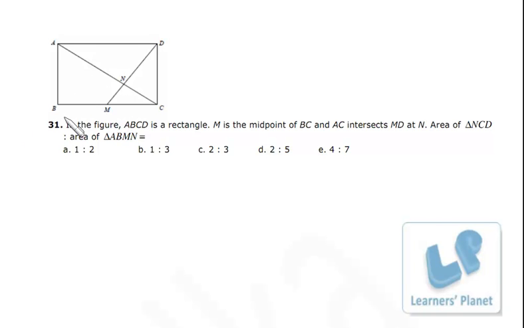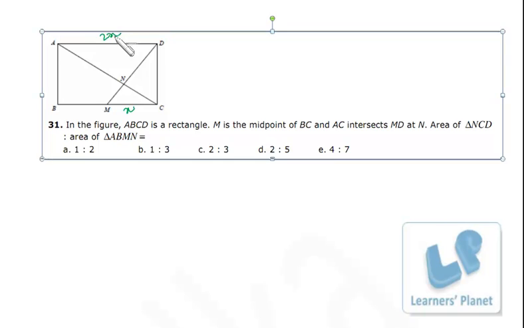Okay, let's start. First thing, M is the midpoint of BC, right? So suppose this is X. Now if it is X, this has to be 2X. Now triangle MNC and triangle AND, both of them are similar to each other. A concept we have discussed so many times. So if they are similar, the side ratio is 1:2, that means the area ratio will be 1/4.